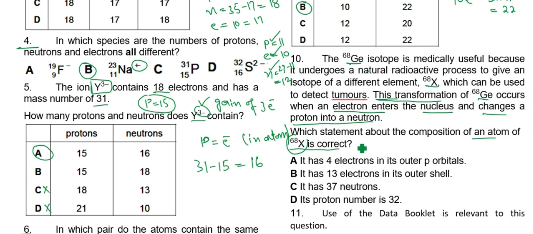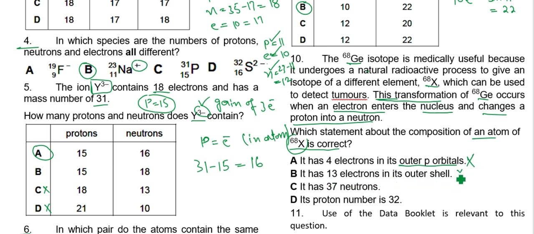What else he says, which statement about the composition of an atom of this is correct? So it has 4 electrons in its outer p orbitals. Let's ignore this because 4 electrons in the p orbitals belong to p group 4. Whenever it says that there are 4 electrons in the p orbital, the element belongs to group 4, and that is not the case, so I'm ignoring that. Then it has 13 electrons in its outer shell.